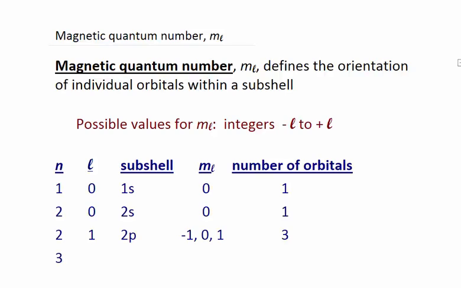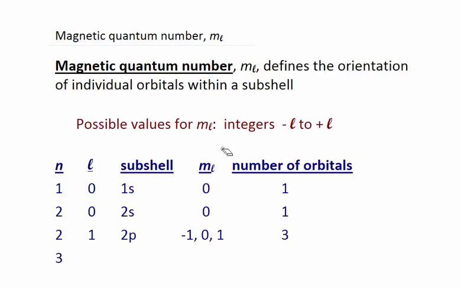And look at how this works out. The possible values for m sub L are integers from negative L to positive L. So again, that depends on which L, which orbital shape we're talking about, and we count integers from negative to positive from that. So let's take our table from the last page. N equals 1, L equals 0. That's 1s. That's a spherical orbital.